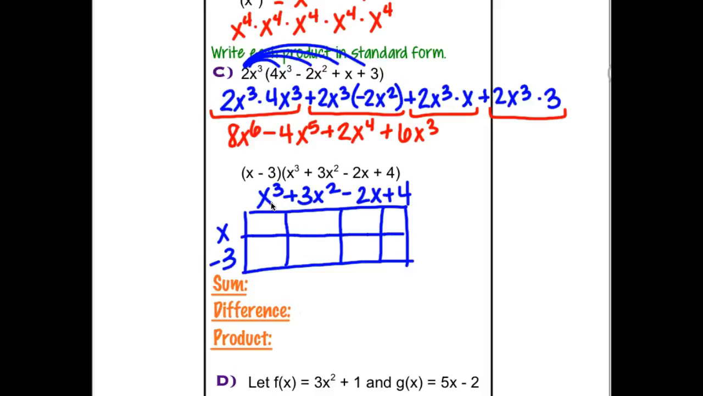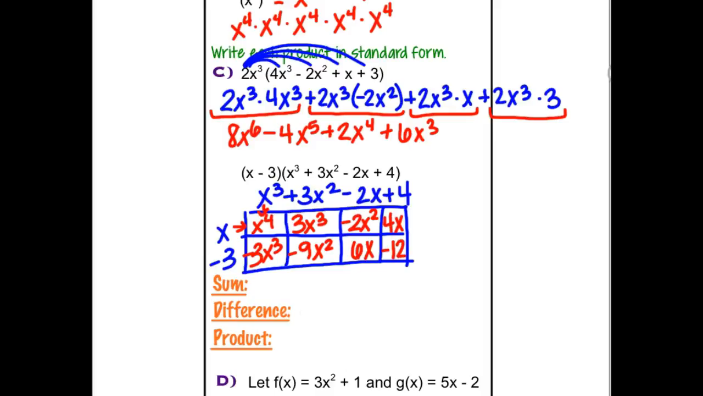line. So now I multiply x times x cubed is x to the 4th. X times 3x squared is 3x cubed. X times negative 2x is negative 2x squared. X times 4 is 4x. Negative 3 times x cubed is negative 3x cubed. Negative 3 times 3x squared is negative 9x squared. Negative 3 times negative 2x is 6x. And negative 3 times 4 is negative 12.